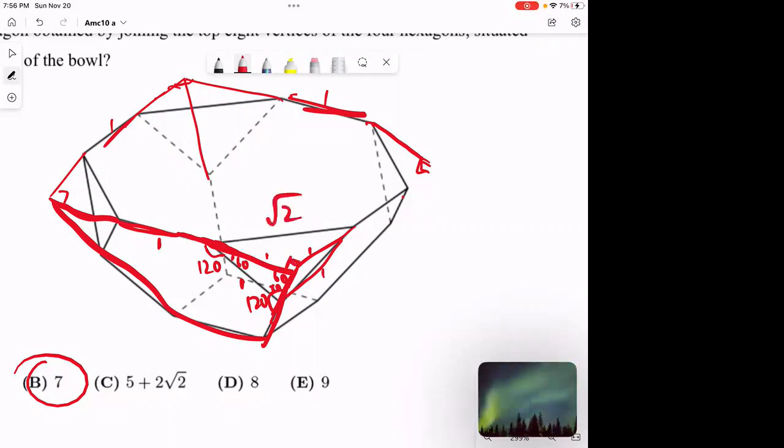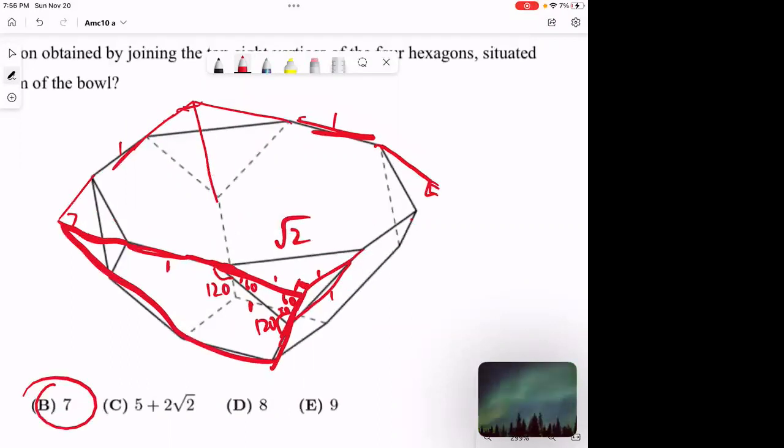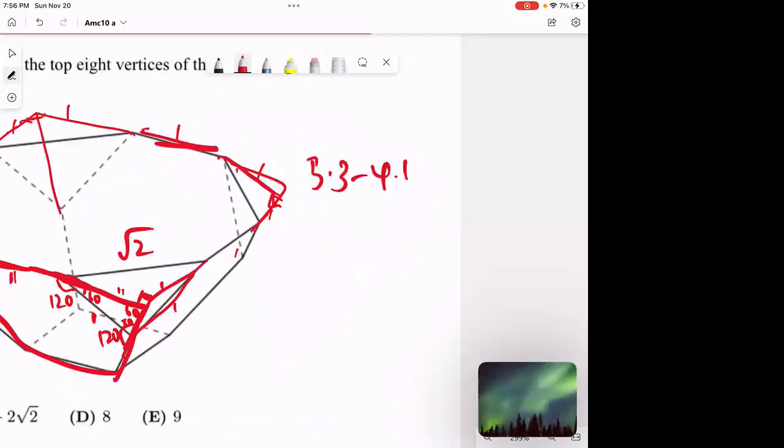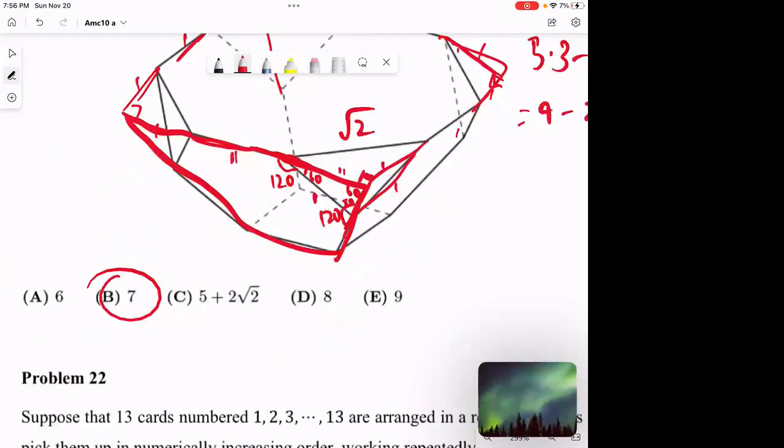So this is root 2. For the area of the whole octagon, we have this square, which is 3 by 3, minus each of these small triangles, right? So that's 3 times 3, the square, minus 4 times 1/2, which equals 9 minus 2 equals 7, which is our answer.